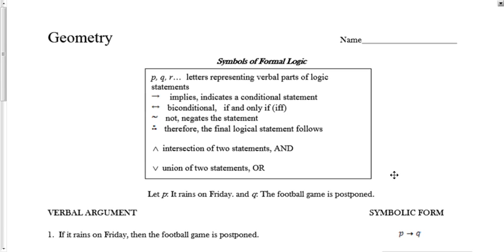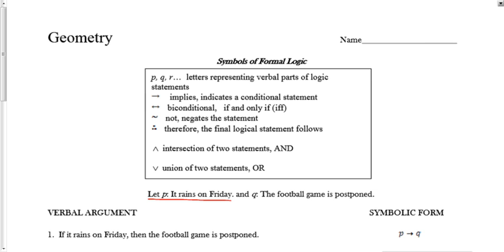Hello, today we are talking about symbols of formal logic and conditionals. So here we have the symbols that we will need to know. P, Q, R, they're just going to be letters that represent an actual statement. And if you look kind of below, you can see let P mean it rains on Friday. So anytime you see P, that really means it rains on Friday.